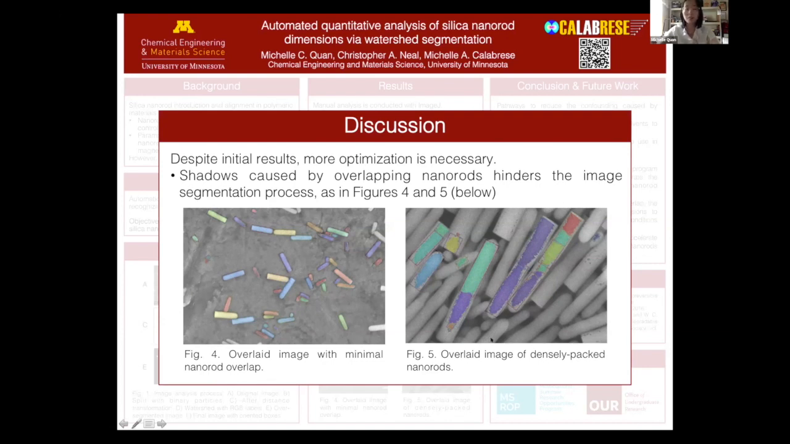However, with figure 5, there's much more overlap. And here there's both over-segmentation of nanorods, but it's also missing nanorods in the background. This could be due to the shadows of the foreground nanorods obstructing the ability for the computer to segment out background nanorods. Future work should explore limiting the impact of overlap and avoiding these issues.